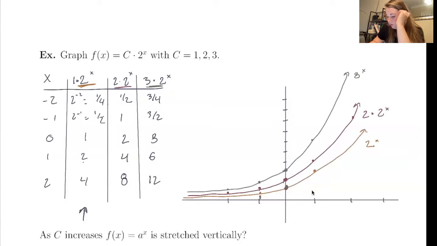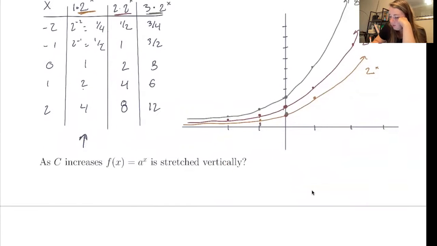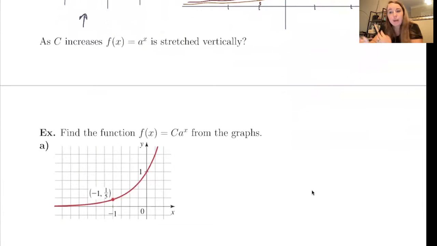Where's my orange? There it is. Okay, cool. As c increases, f of x is stretched vertically. So I'm kind of just going like, whoosh, like that. Okay. And I can tell what c is by looking right here at all of these things. And that helps me find c if I'm looking at just some generic function, right? So now let's look at some generic functions.